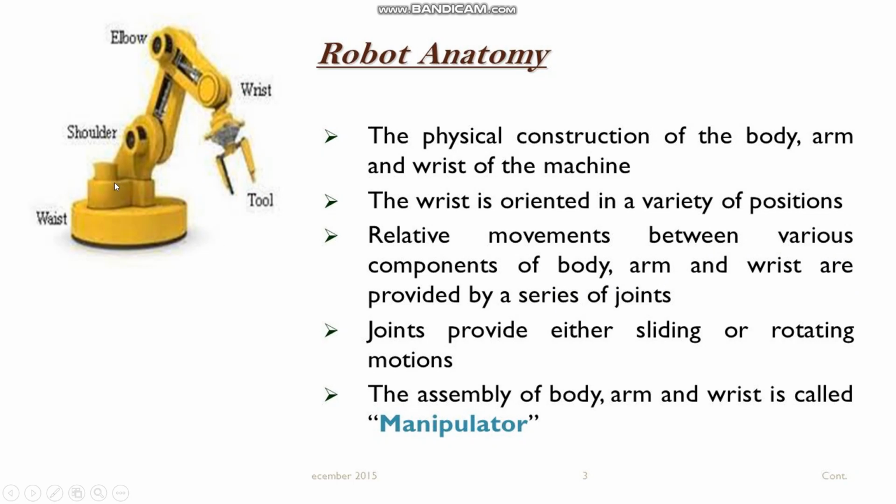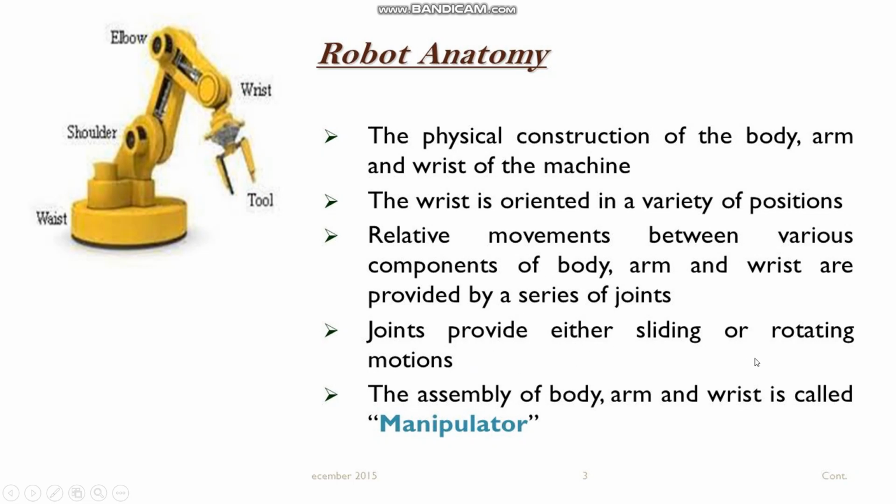The relative movements between the various components of the body, arm, and wrist are provided by a series of joints. For example, this is one joint, right? Link one and link two are connected with one joint, which is called the shoulder. Second, link two and link three are connected with the elbow. Then finally, in the wrist position, the tool and wrist are connected with the third joint. So joint one, joint two, joint three. Three joints are there, a series of joints, and this is the way the relative movements are provided.